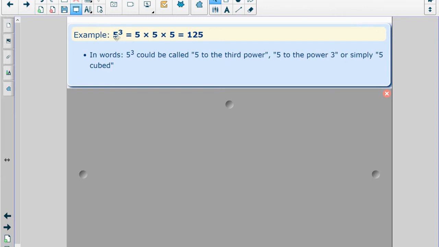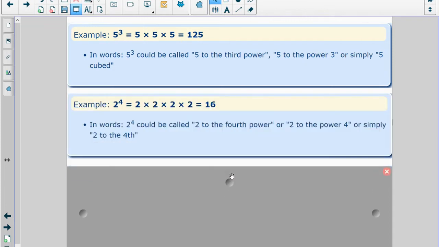So in an example like this, we have 5 raised to the third power, which can also be called 5 cubed. So anytime something is raised to the third power, we can say cubed instead. And it just means that you're multiplying that base of 5 3 times. 5 times 5 times 5 is 125.